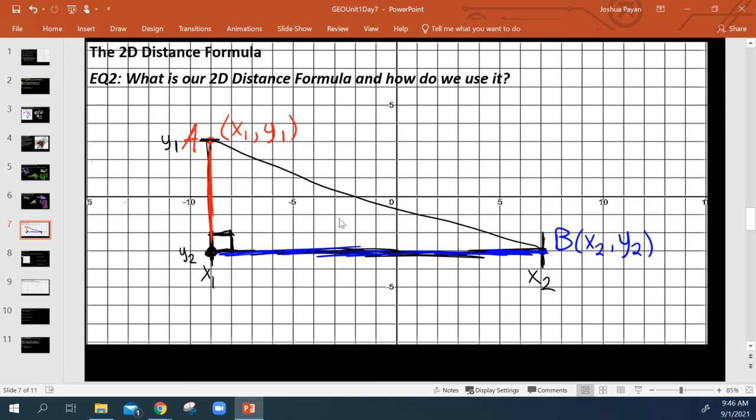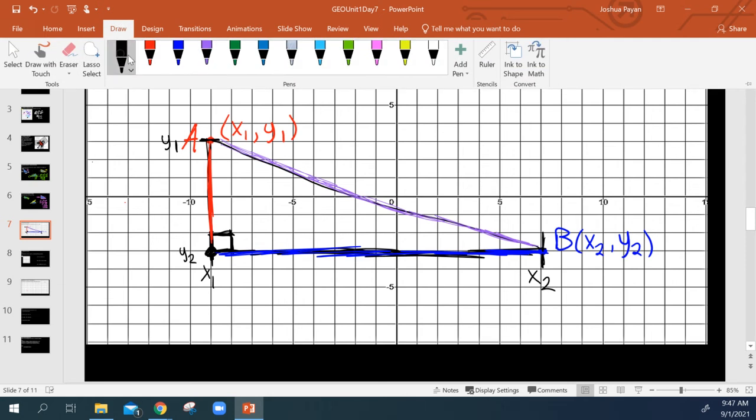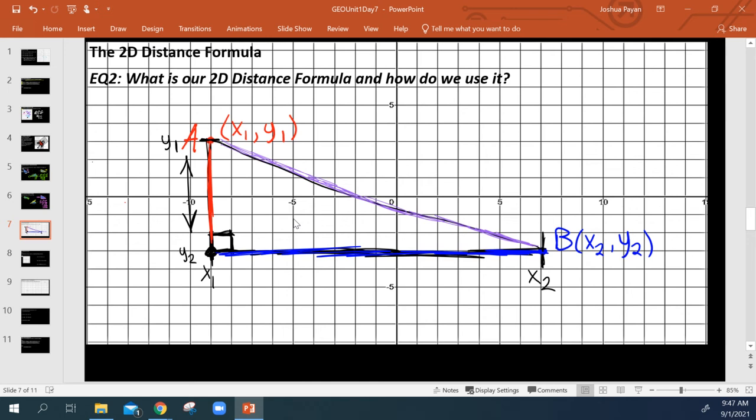Okay, so if I'm going to call them something, right, I can say the blue is a squared, the red is b squared, and then the distance from A to B, which I'll do in purple, our hypotenuse, is c. And that's exactly how I'm going to treat it. Okay, so what is this distance equal to? Well, this distance is equal to the absolute value of y1 minus y2. That's just one-dimensional distance. What is this distance equal to? The absolute value of x1 minus x2.